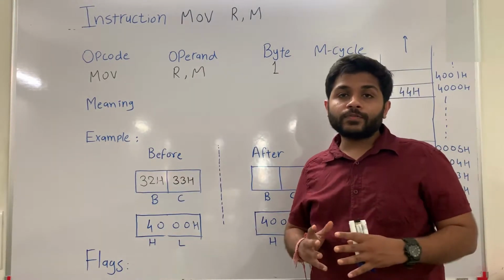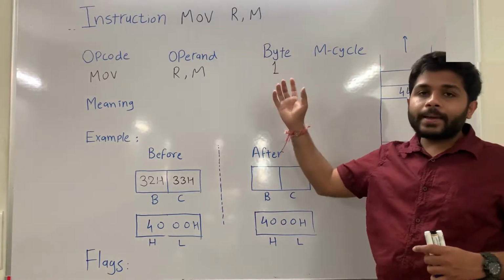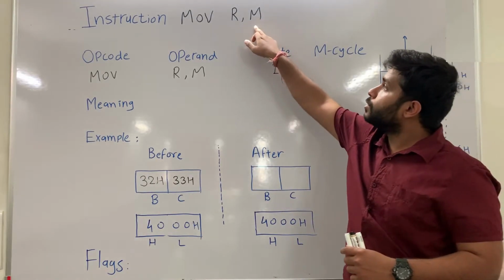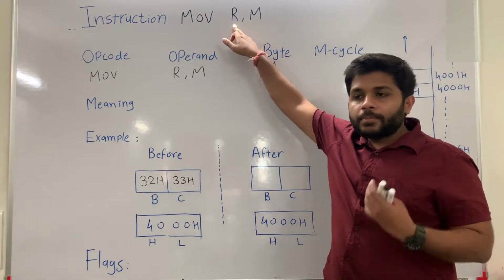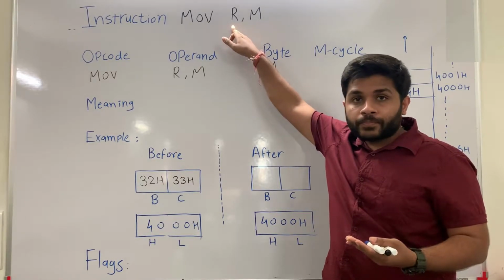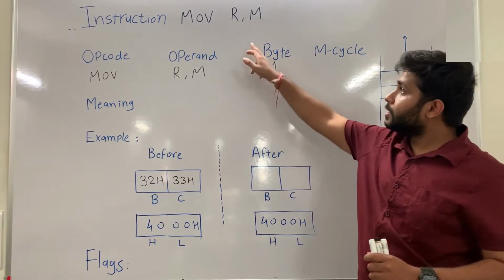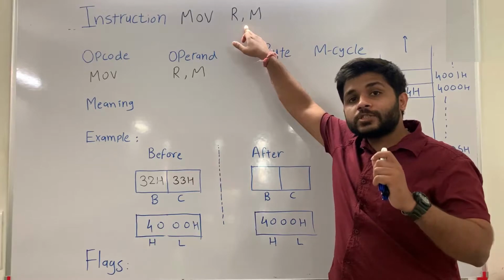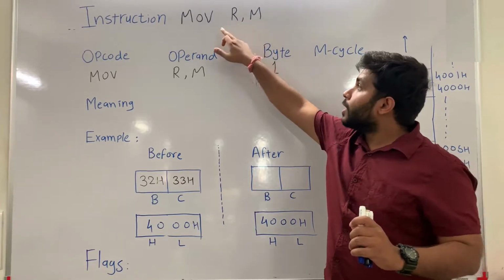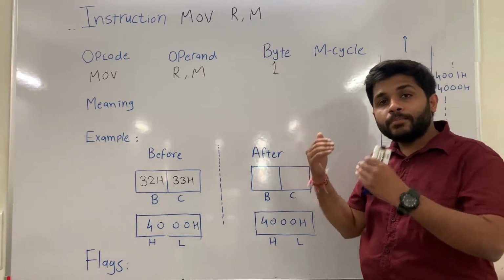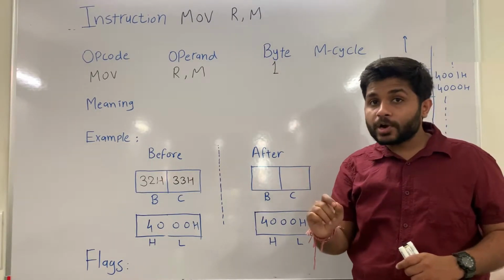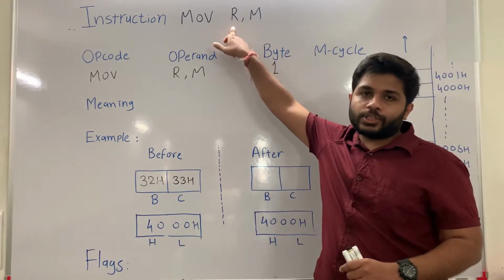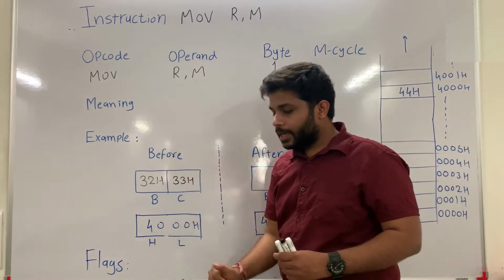Now let's see the meaning of the instruction. MOV R, M means that the data from the memory location will be moved to the specified register. But the question is, from which memory location? So always remember, when M is specified in the instruction, it means the memory location specified in the HL pair. So MOV R, M means that data will be moved from the memory location specified in the HL pair to the register. Okay? So that is the meaning of the instruction.